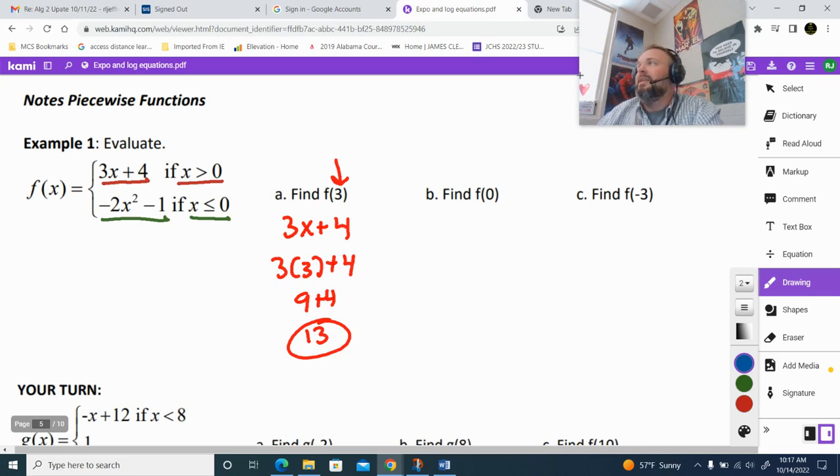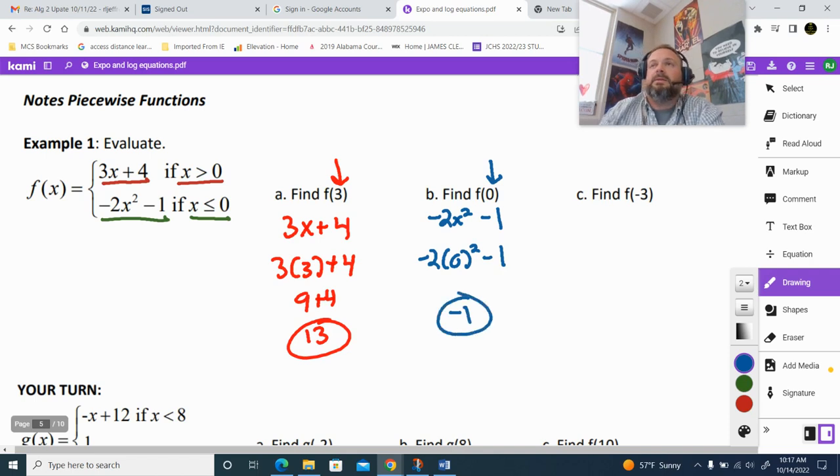Now, let's look at number B. This is f of 0. Now, is 0 greater than 0 or less than or equal to 0? Less than or equal to. So we're going to actually use this one, and we're going to plug in 0. We're going to get that.